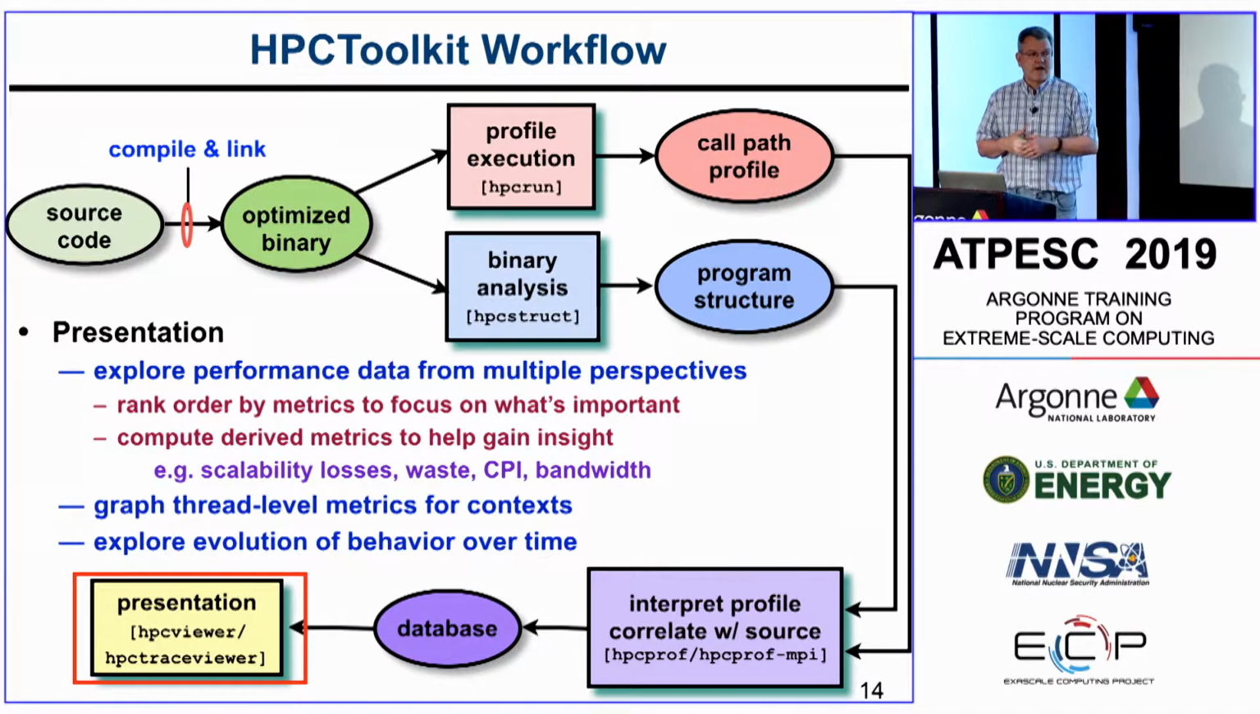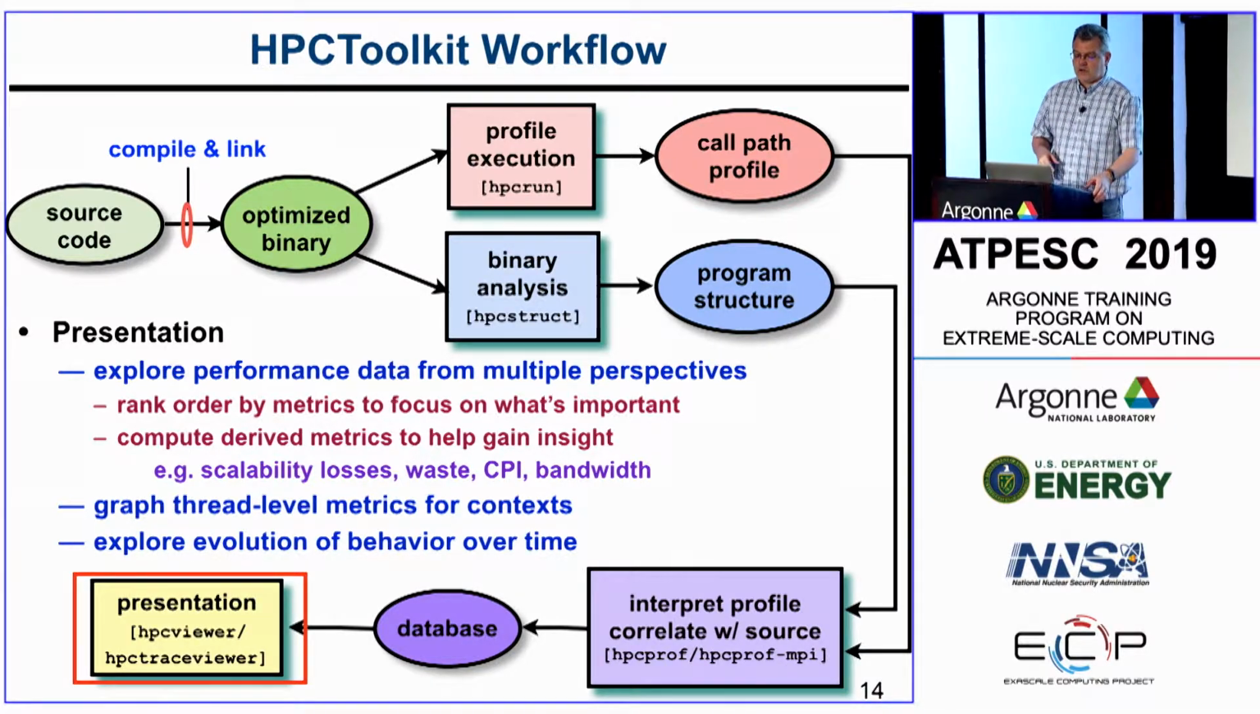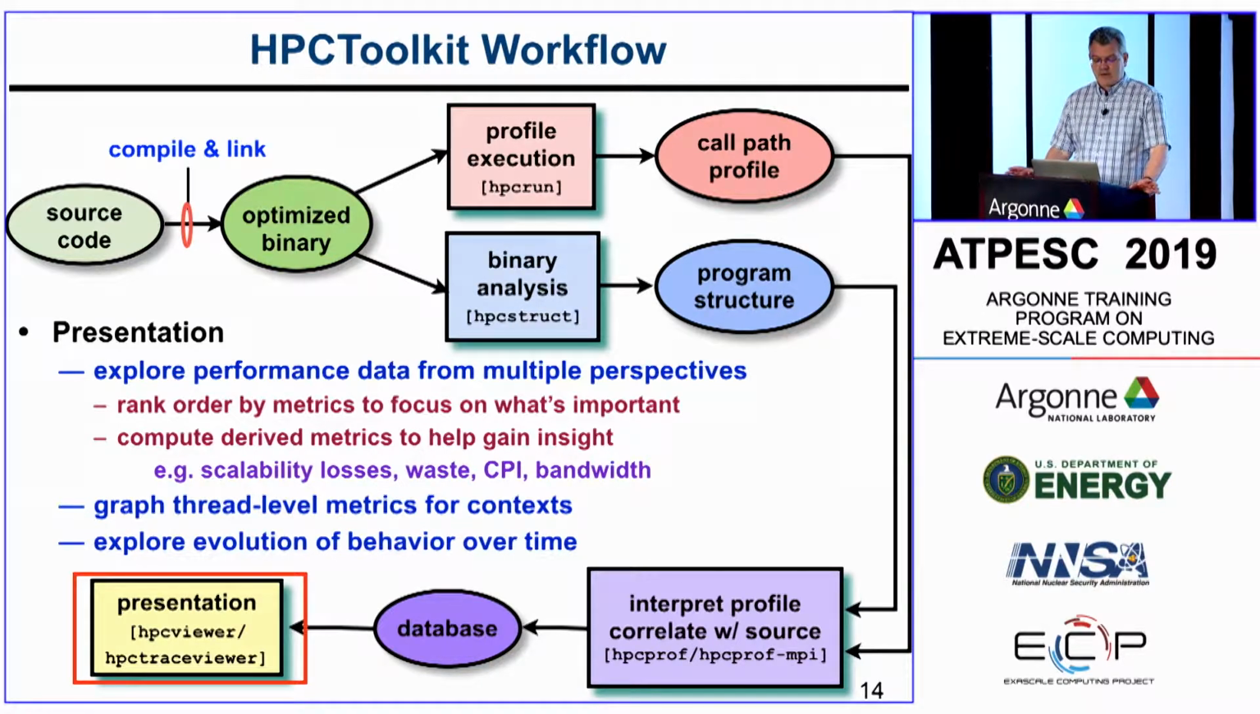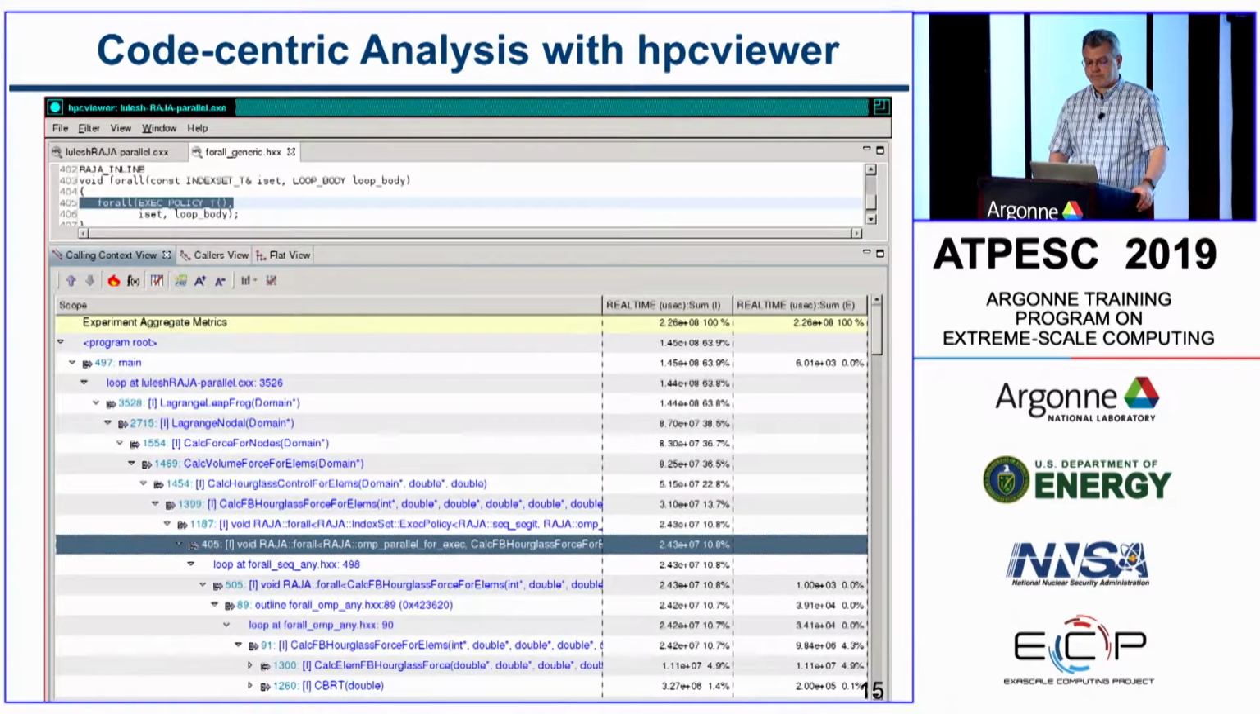You can rank order metrics to decide what's important to you. You can compute derived metrics like scalability losses. And you can graph thread metrics to see if the threads are all working or whether some of them are sitting idle, and look at how things evolve over time.